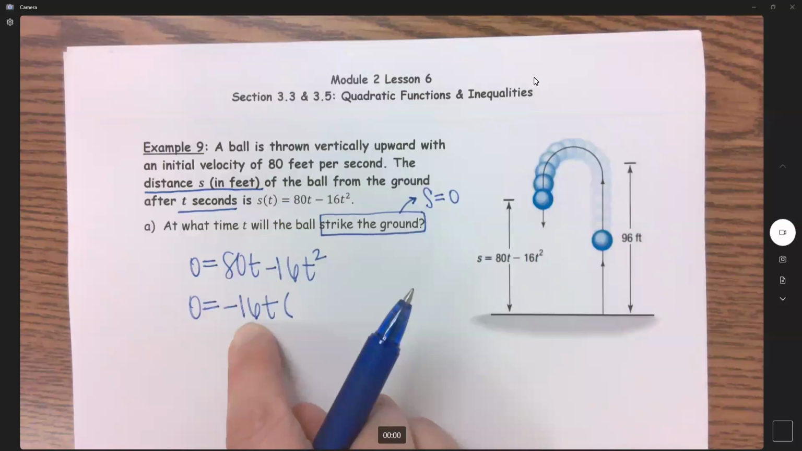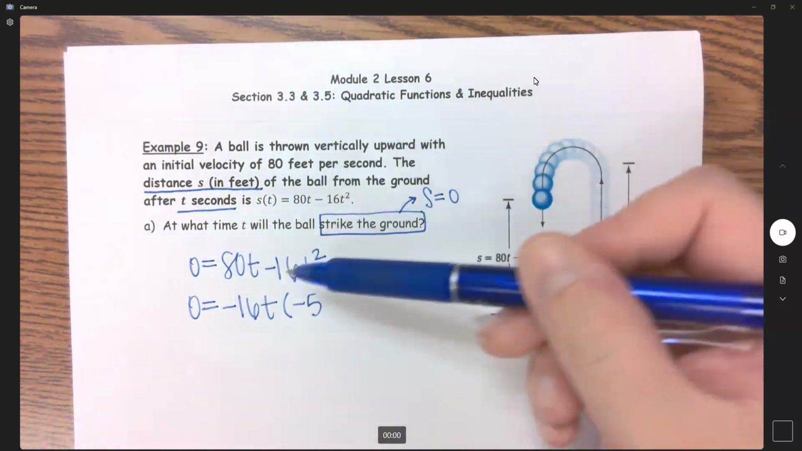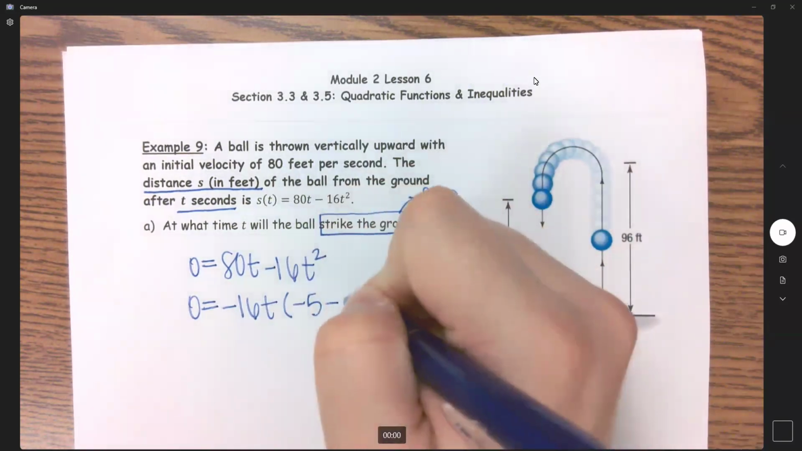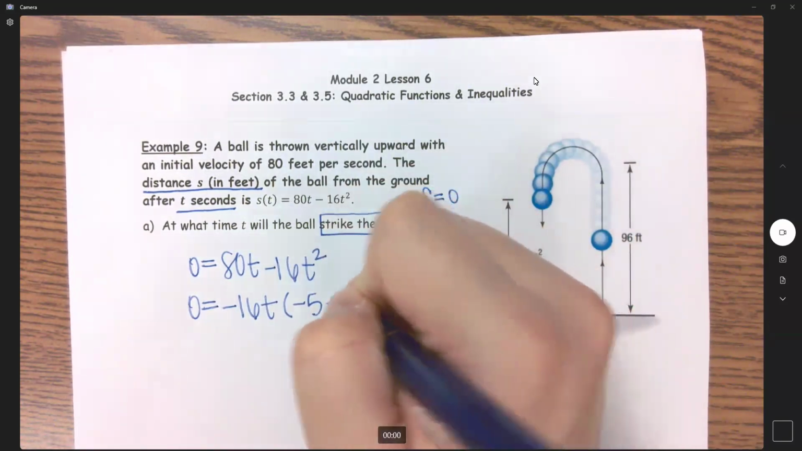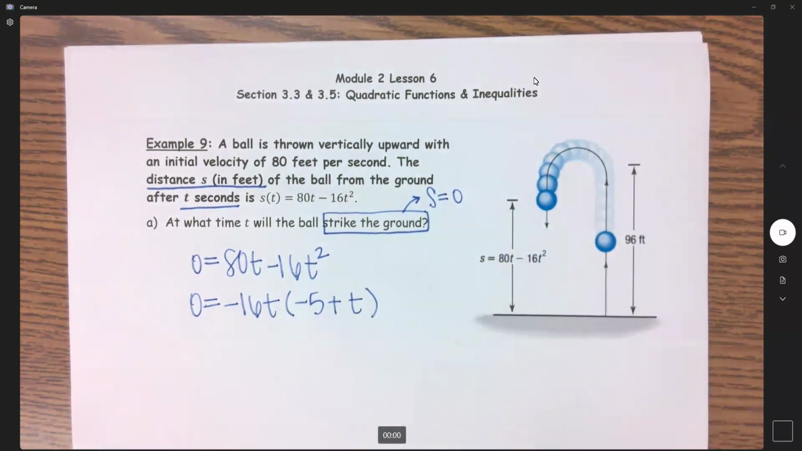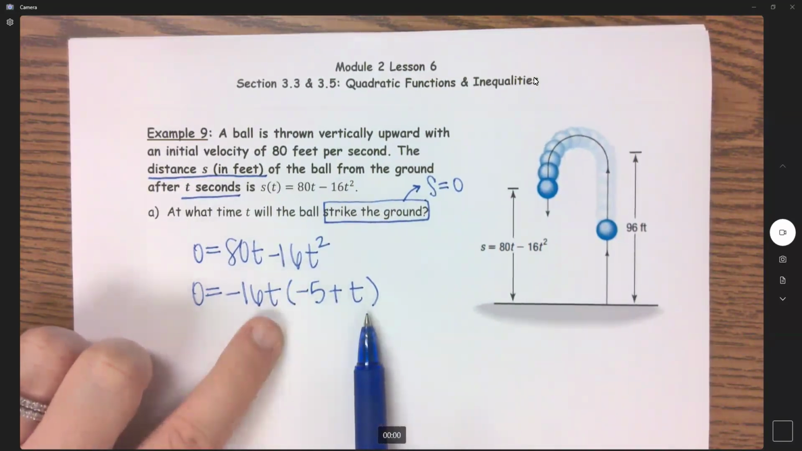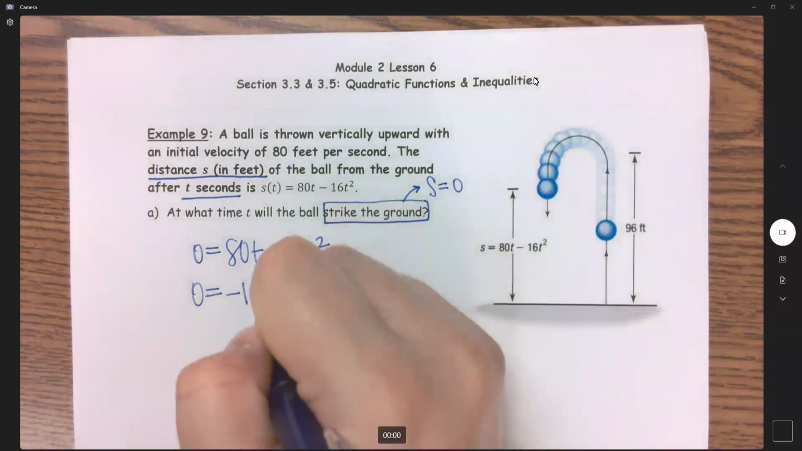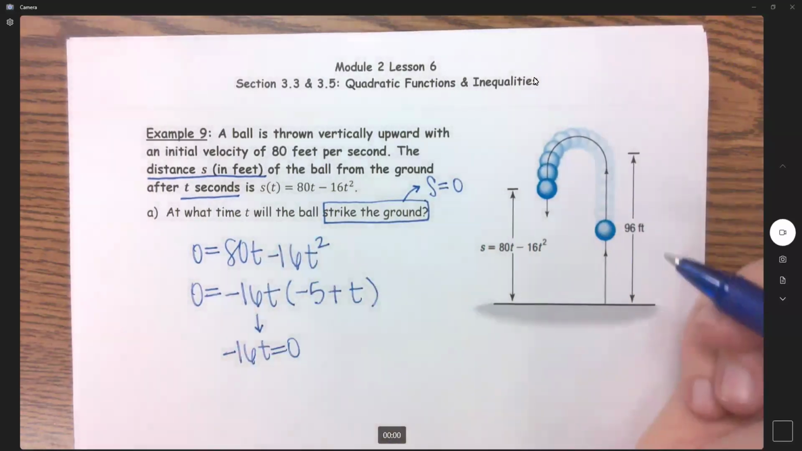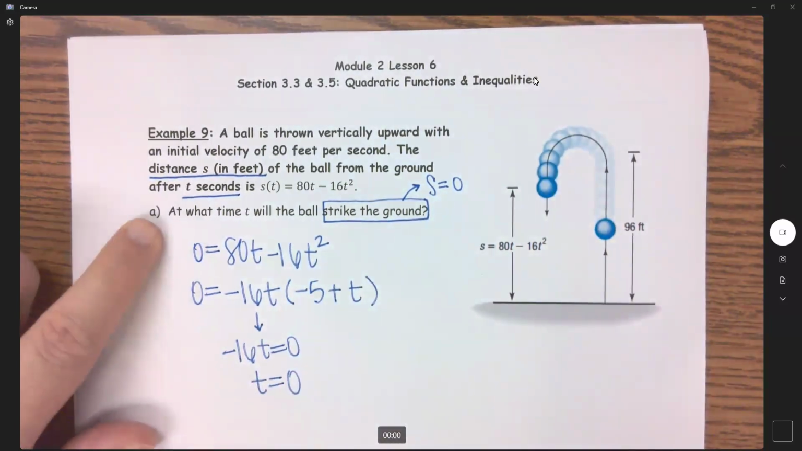So 80 divided by negative 16 is a negative 5, and then those t's will cancel. Negative 16 over 16 cancels. T squared over t is a positive t, right? Negative over negative. So this is factored. All we have to do is take out the GCF, and now my t's are already to the first power. So this first one here, we have negative 16t equals 0, divide, and we get t equals 0.